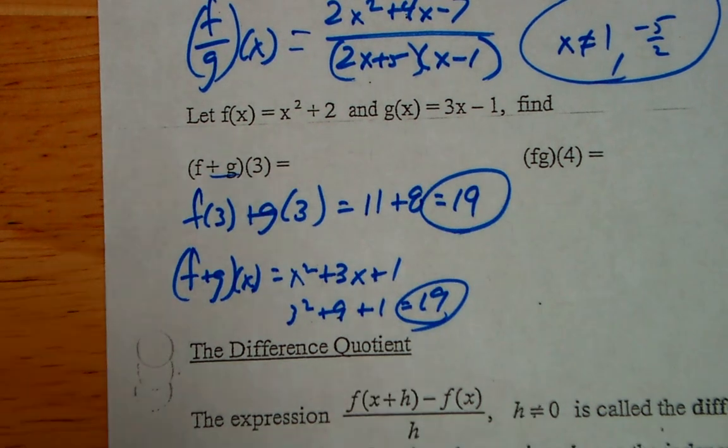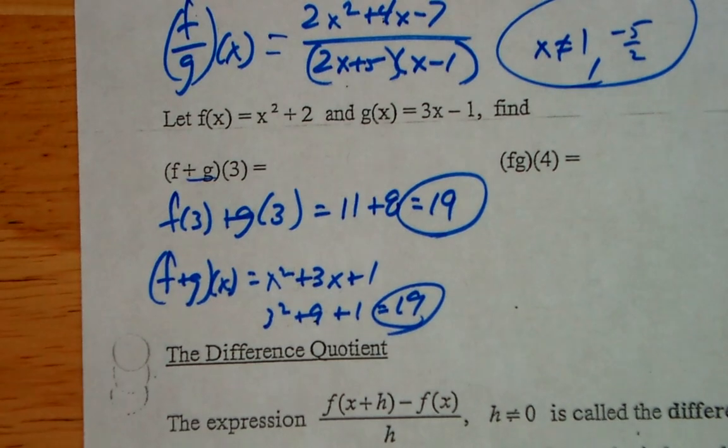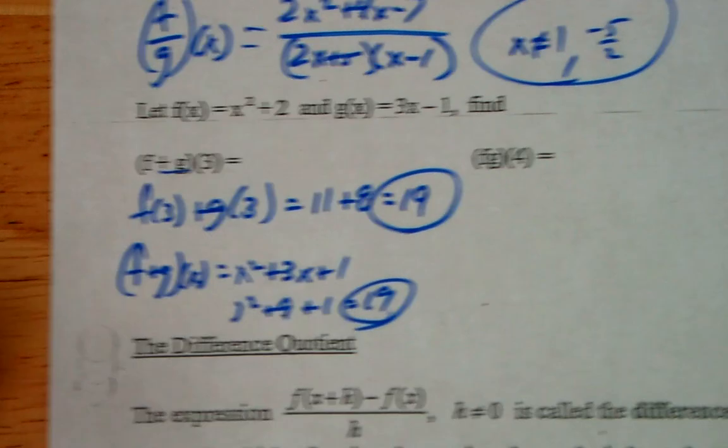Go for it. F times g of 4. I don't care which way you do it. One way is going to work better than the other one on this one. Remember, you can make your rule, or you can go f of 4 times g of 4.